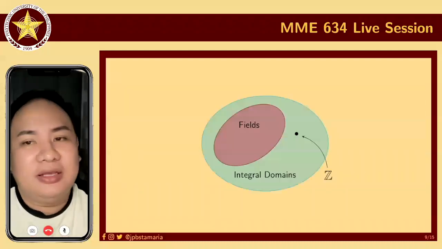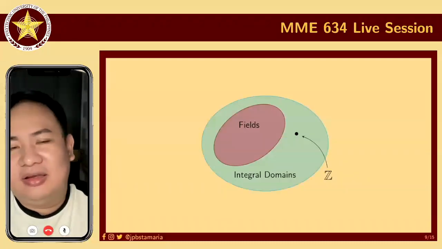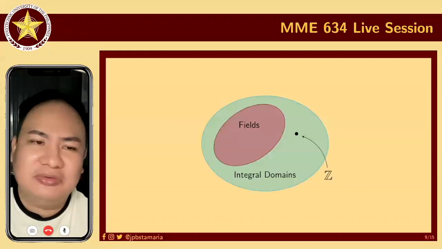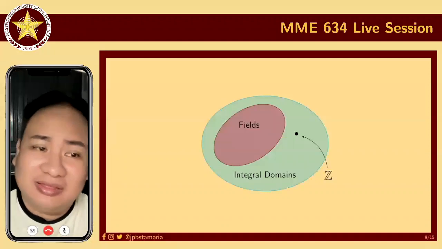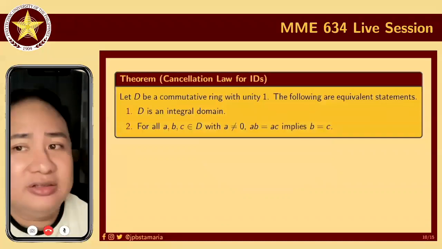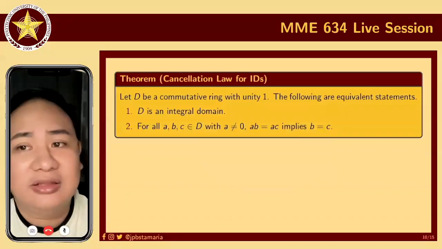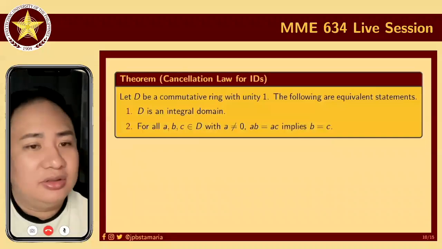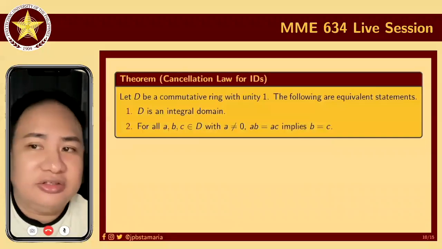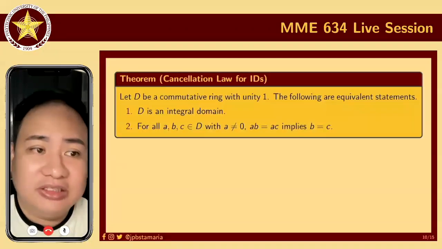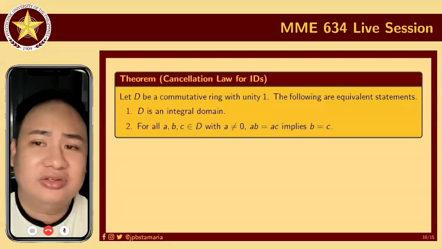Now, syempre, in-expect natin, hiniwalay natin yung mga integral domains from the field. So, merong something sa mga integral domains. I mean, may advantage kapag ikaw ay integral domain. Ang isa sa mga advantage ay ang sumusunod, yung tinatawag natin cancellation laws. Ito yung tinatawag natin cancellation laws for integral domains. Lahat daw ng integral domains may property na ito. Ano yung cancellation laws na ito?